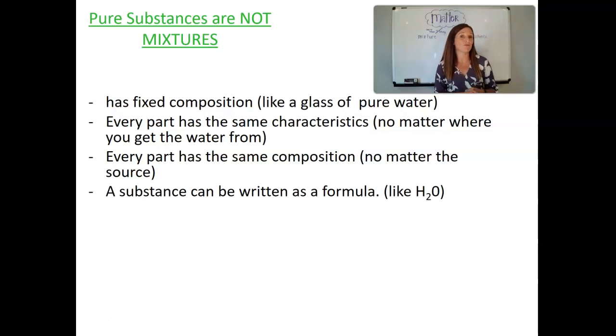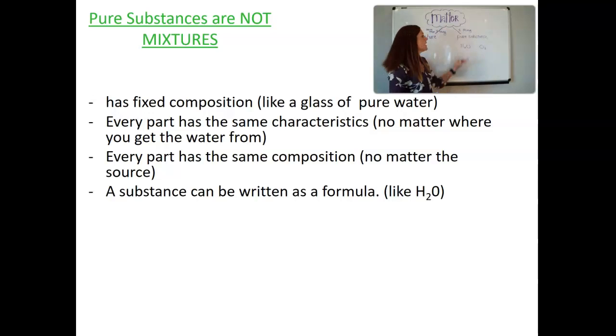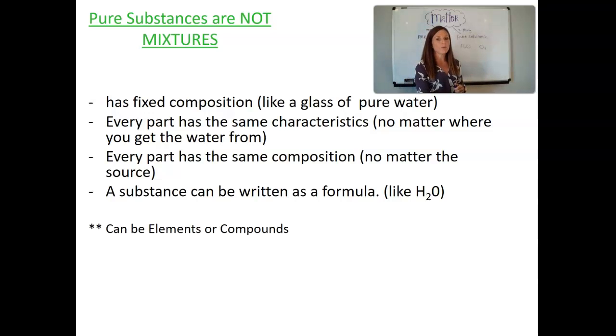It can be written as a formula, like H2O, or you could have a formula like O2. Okay, these are examples of pure substances. Every part has the same composition. They can be elements like oxygen or carbon, or they can be compounds like water or carbon dioxide. These are all pure substances.